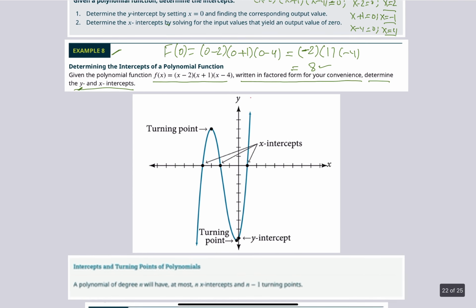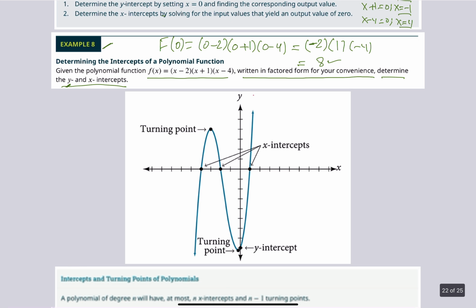All good? Now let's have a look at the graph. These are the x-intercepts, and the y-intercept is simply this point. Now, what are these 2 points? These are called turning points. When a function is increasing and then decreases, or when it's decreasing and then increases, that point is called a turning point.